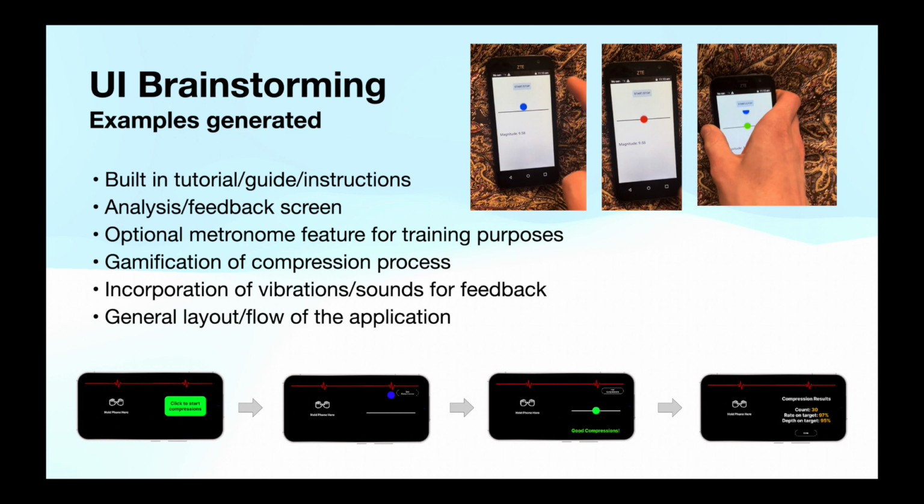Example features and functionality ideas generated from the UI brainstorming activities include providing a built-in tutorial and instructional guide outlining proper CPR and application usage, an analysis and feedback screen that provides guidance to the user on their use of the application and how they can improve administering CPR, an optional metronome feature to time CPR compressions for training purposes, gamification of the compression process, and incorporation of vibrations and sounds for feedback. Finally, a general layout and flow of the application was created.